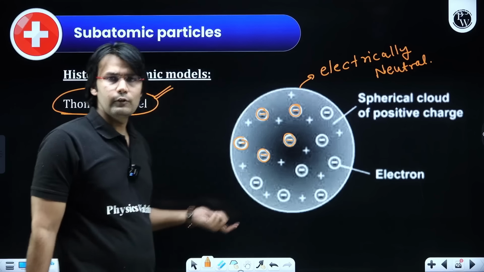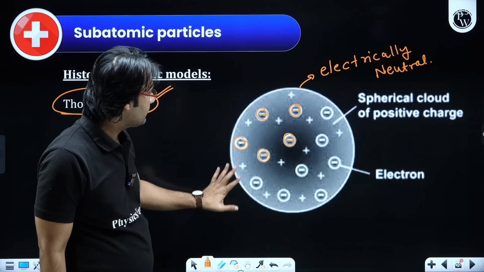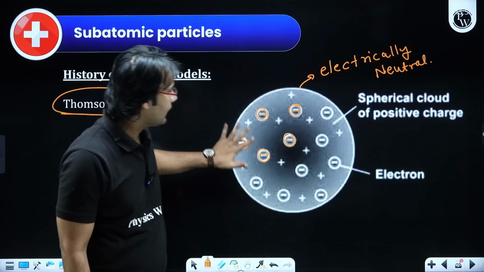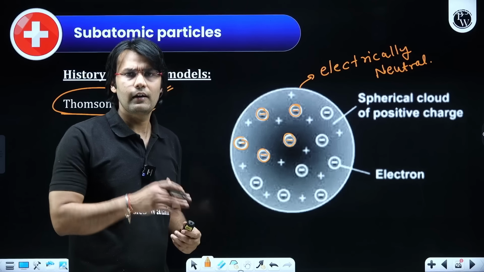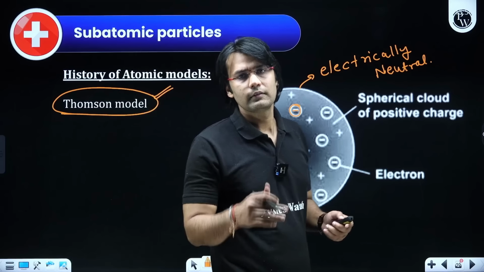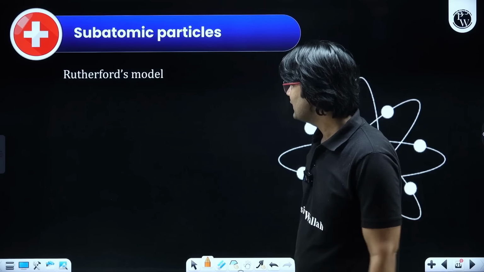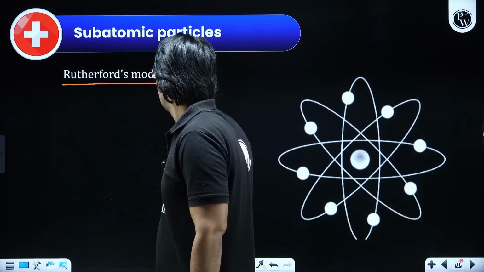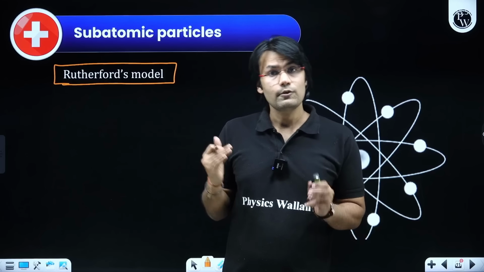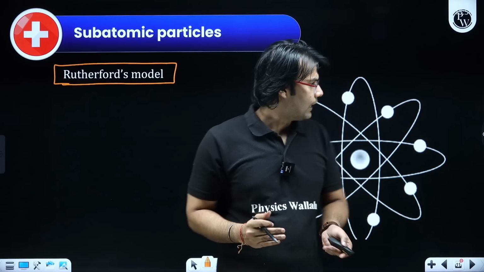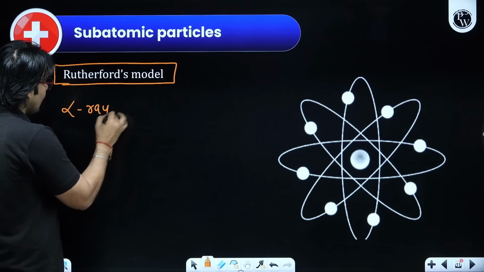But of course, we know that this model failed. You already know that positive charge is not distributed throughout the atom. It is present in a very, very small region of the atom, and that point was proposed by Rutherford. After the Thomson model, the next model we had is the Rutherford model. And again, just like Thomson, the Rutherford model is also based on an experiment, and I hope you know very well that experiment was the alpha ray scattering experiment.